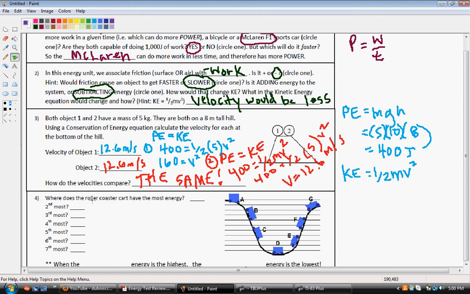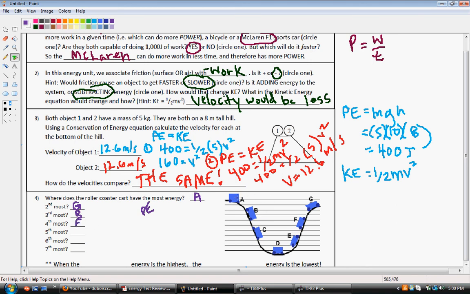Let's go ahead and say, where does the roller coaster cart have the most potential energy? So it has the most potential energy at A because it's the highest above the ground. And then G would be next, so the second most potential energy would be G. The third most would be B. The fourth most would be F.